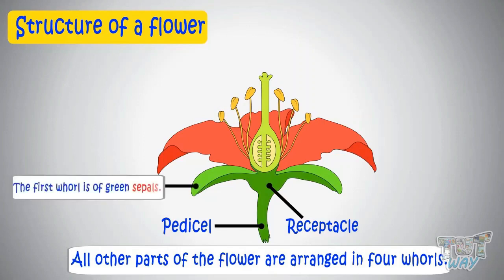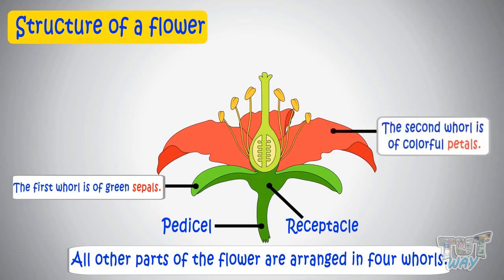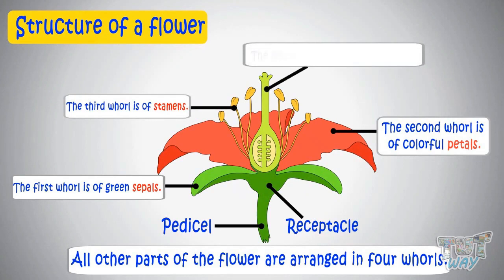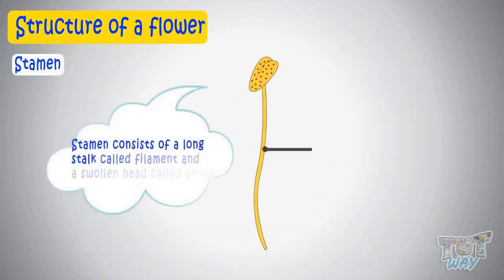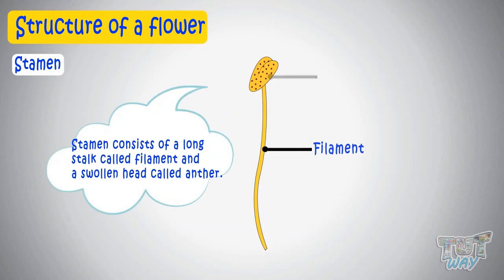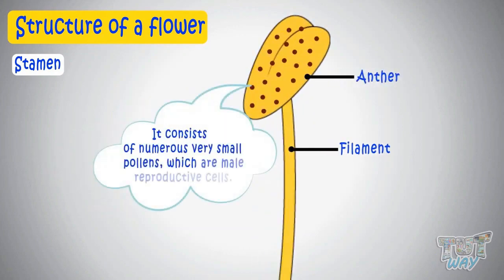So there is a pedicel which is green in color, or we call it a stalk. Then there is a broader part which is called a receptacle, and all other parts are arranged in four whorls. The first whorl is of green sepals, second is the colorful petals, and third is stamens, which is the male reproductive part. Fourth is the carpel or pistil, which is the female reproductive part of a flower.